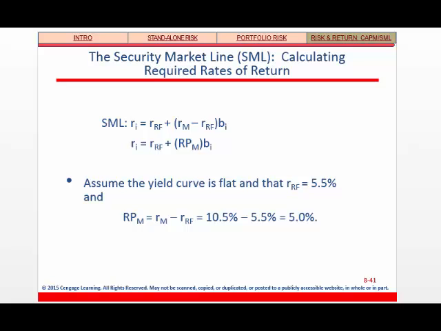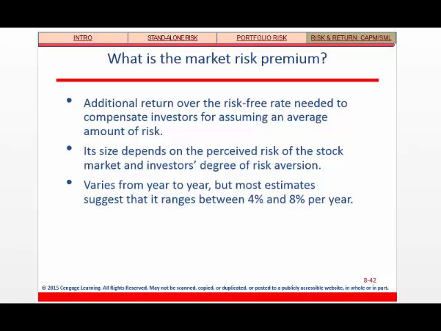So once again, what is the market risk premium? It's the additional return over the risk-free rate needed to compensate investors for assuming an average amount of risk. You take more risk, you want to get paid for it. Its size is going to depend on the perceived risk of the stock market and investors' degree of risk aversion. All that really means is that it can range somewhat, and it's going to range somewhere in the neighborhood of 4 to 8% per year.